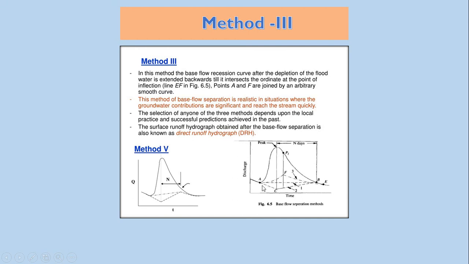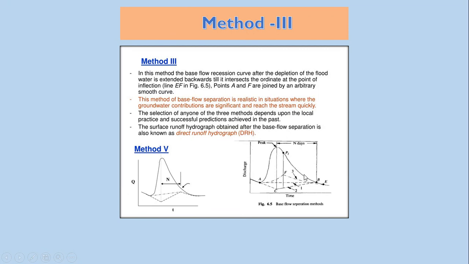So this method is used in the catchments where the natural flow or base flow is predominant. The surface runoff hydrograph obtained after the base flow separation is known as the direct runoff hydrograph. So this portion between A, F, B and the peak point is called the direct runoff hydrograph.